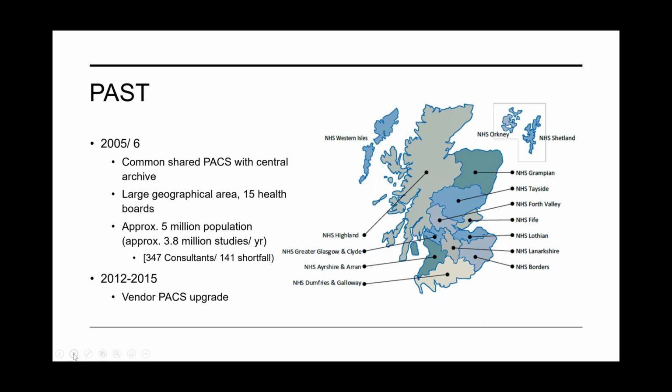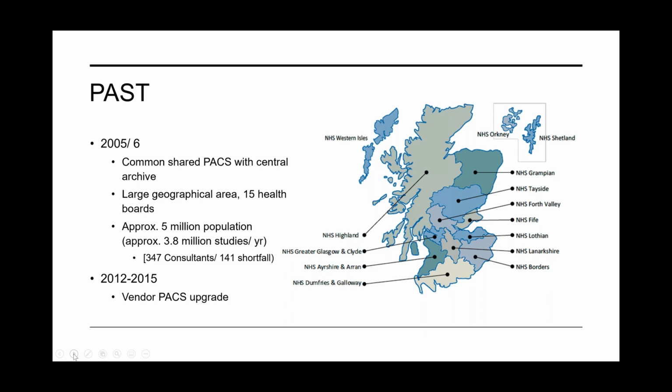Scotland obviously is a large geographical area. We've got 15 distinct health boards, so getting everyone to agree on things is sometimes a bit of a challenge. But with a population of approximately 5 million, we do roughly 3.8 million studies per year, and that is hopefully reported by about 350 consultants.